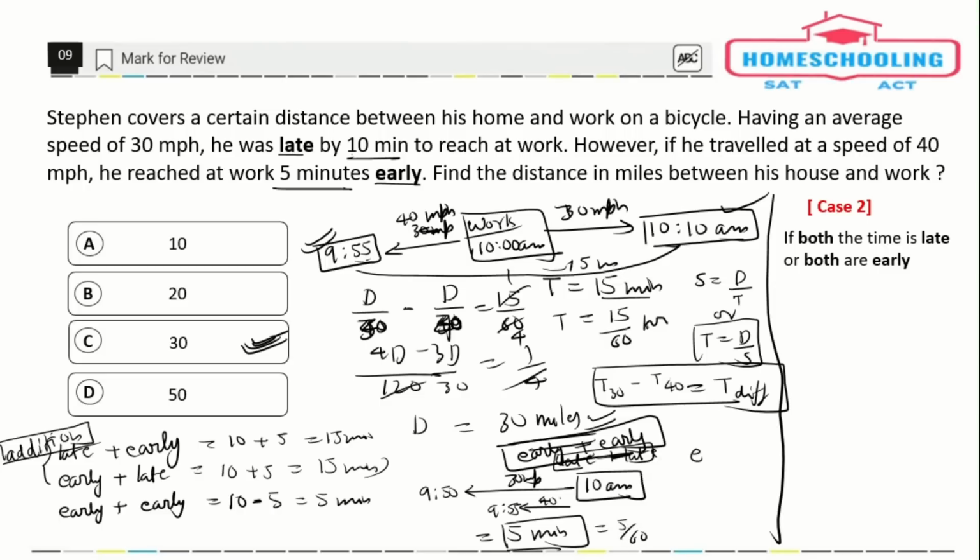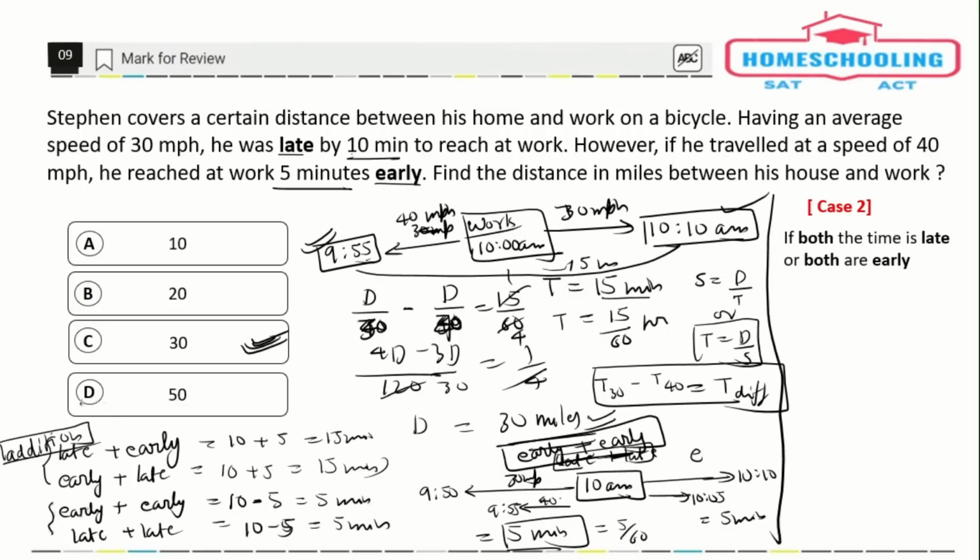Similarly, if the same question was there, and they are late by 10 minutes and late by 5 minutes, what we're going to say here is for 30, 10 minutes, so 10. And for 40, that was 5 minutes late, so 5. So still the difference is how much? 10 minus 5 is equal to 5 minutes. So both of them are late, late plus late. What we're going to do here is subtract both the times. So 10 minus 5, this is 5 minutes.